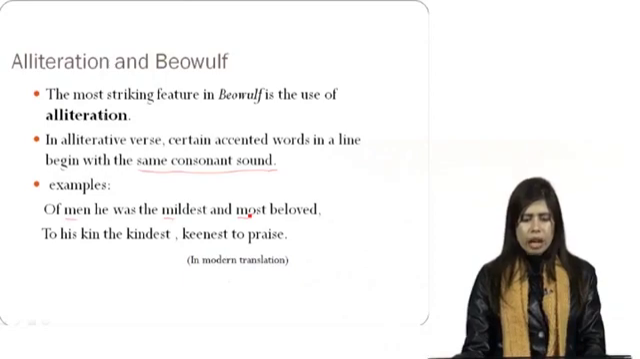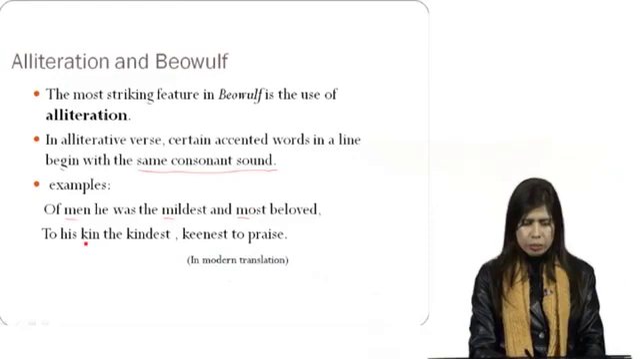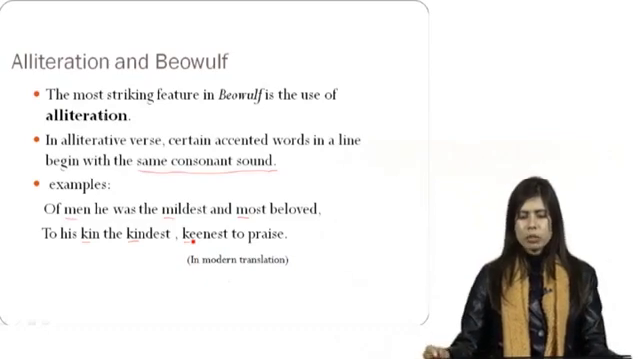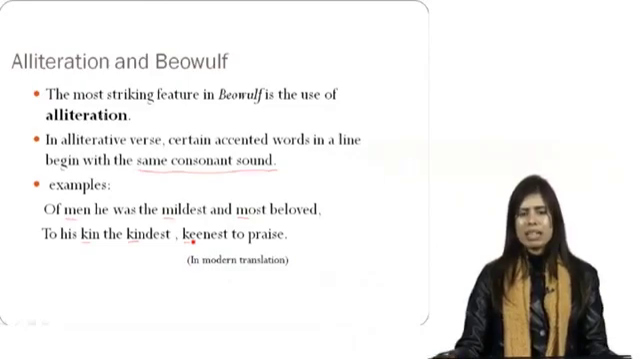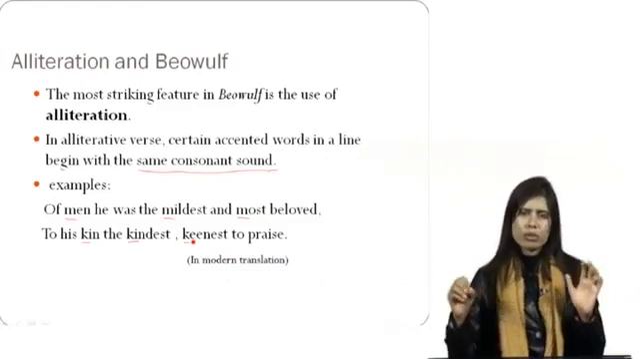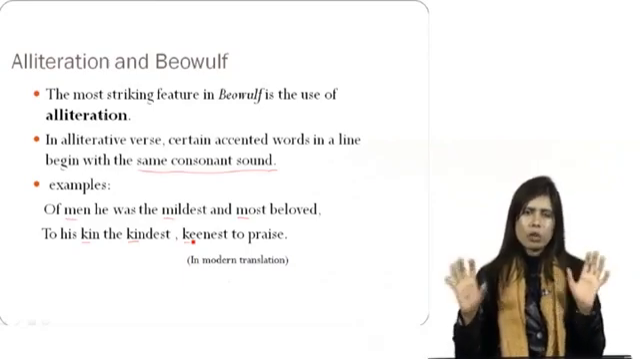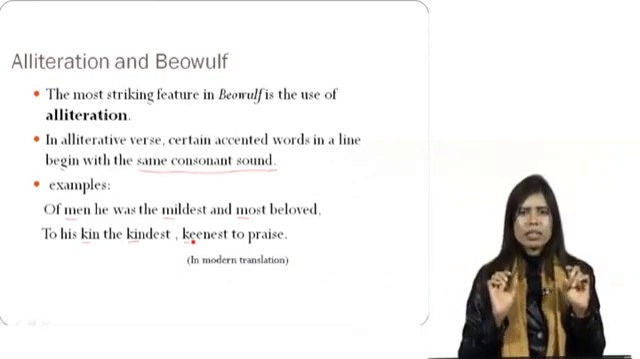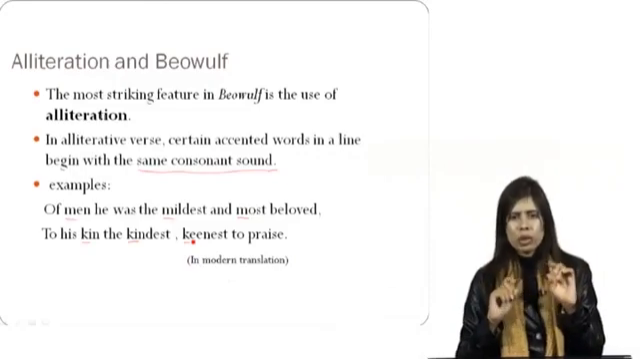To his kin and kindest, keenest and praise. So in the second line you can see this ka sound is here. This is a consonant sound, ka. So here you can see king, kindest, and keenest to praise. So this is the modern translation of poetry. Basically that was not in Beowulf, because Beowulf was written in Old English. As we do not know Old English, it's very difficult to define Old English or to give you any example of Old English in order to know about alliteration.